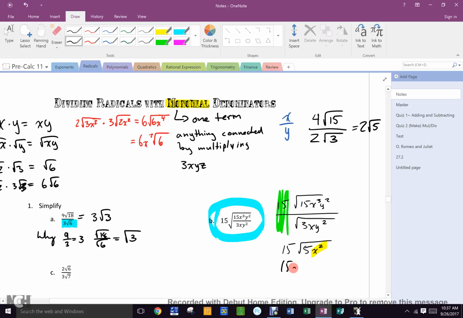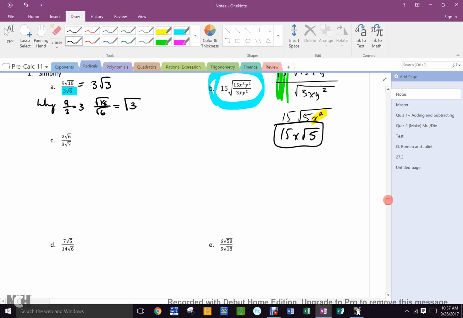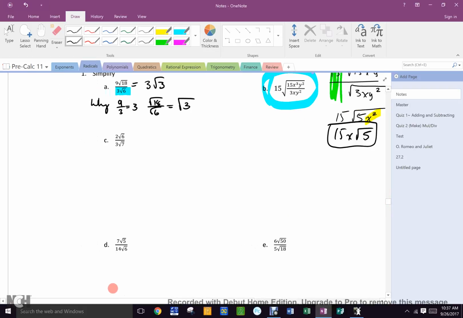Outside, 15x root 5. Can everybody do A and B? Yes? All right. Now, if you are from another country, you do not get to answer C. What is different about C compared to A and B? It doesn't divide, does it? Okay? So the question becomes, since I have to do some division, right? And I'm looking for rational numbers every chance I get.